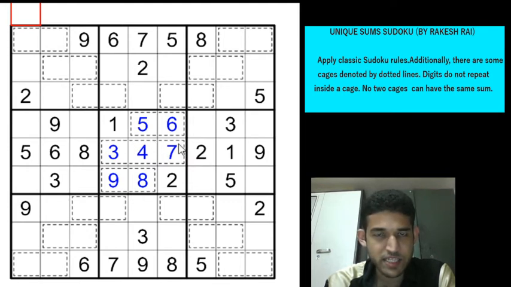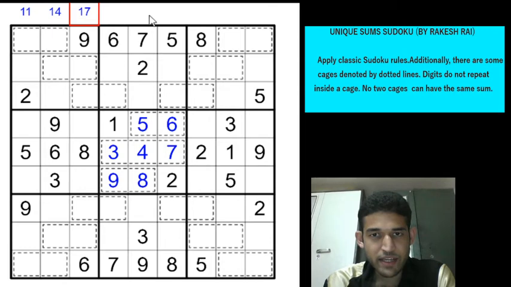Now what we will do, let's just pencil mark the totals that we have attained already, so that we don't need to remember each and every total. We have reached 11 total, we will mark that. We also reached a 14 total, we have also reached a 17 total. Now we will keep marking them as and when we attain a total.